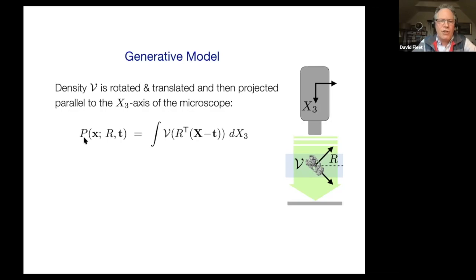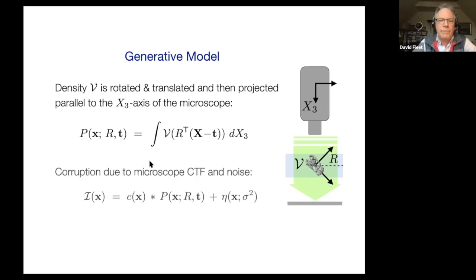And then that projection is essentially corrupted due to the point spread function of the microscope and due to noise. What we're going to assume is Gaussian noise. We're going to assume that we've averaged enough individual frames of Poisson noise that a Gaussian gives us a pretty good approximation. So our images are a point spread function corrupted two-dimensional projection plus Gaussian noise.